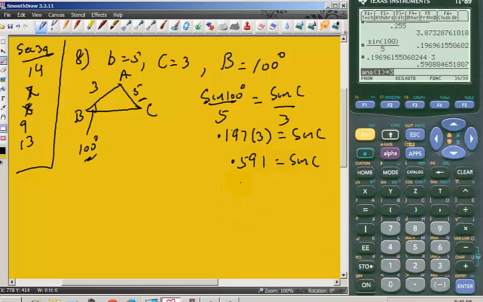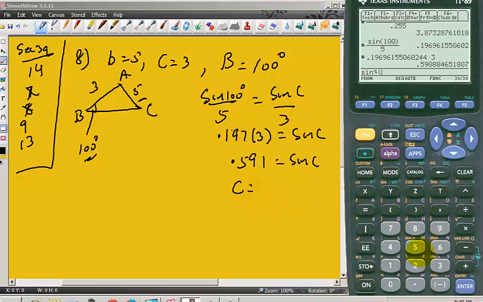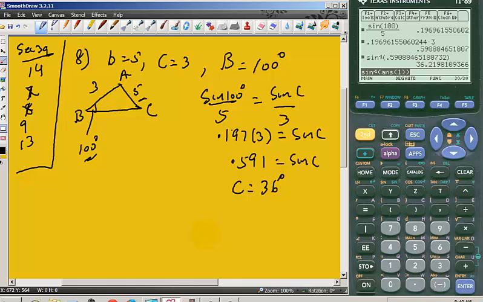So my C is sine inverse of that. So I'm going to go sine inverse of the answer. One of the nice things about a graphing calculator is you can bring everything back. This is going to be 36 degrees. So that angle is 36 degrees. That's 100, that's 136, so what's my angle right there? 40 what? 3? 44. Alright, 44.